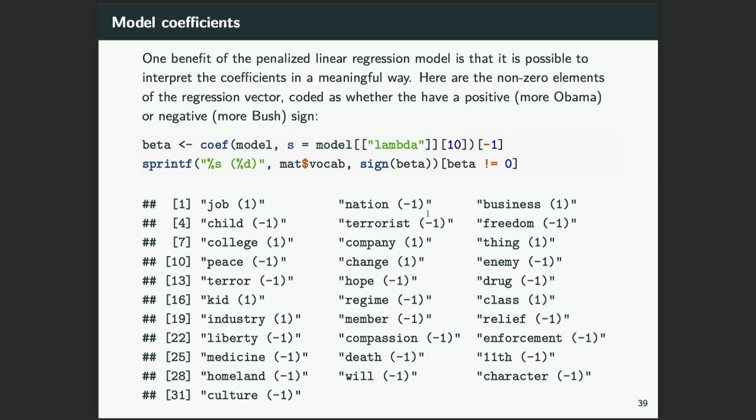And a lot of the coefficients make sense. So Bush, as we mentioned, was really interested in foreign policy, war, terrorism. So we see words like terrorist, nation, freedom, enemy, enforcement, regime, liberty, etc. Whereas Obama came into office right in 2008, right as there's the global economic decline, so most of his presidential speeches were about the economy. So you see things like jobs, college, kid, industry, thing, class, etc.